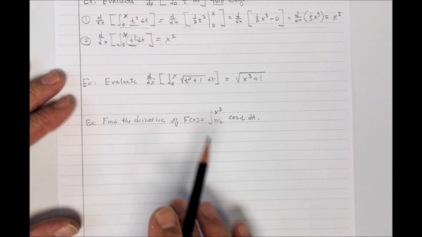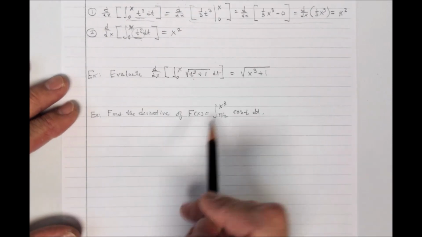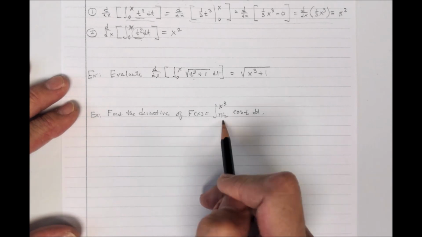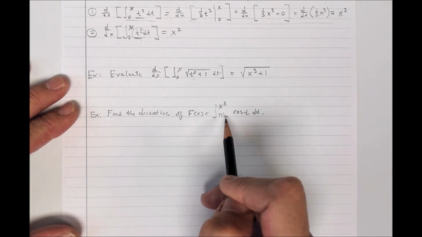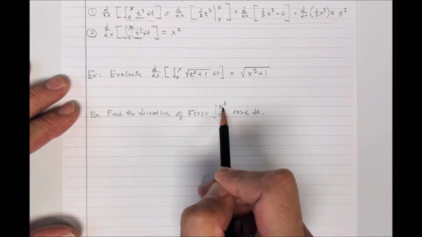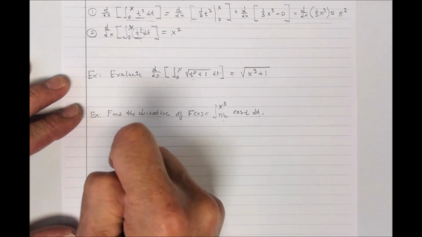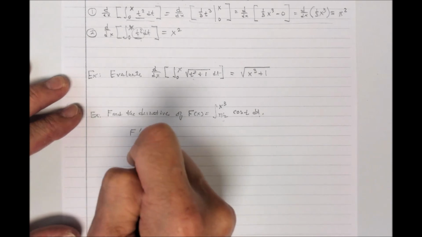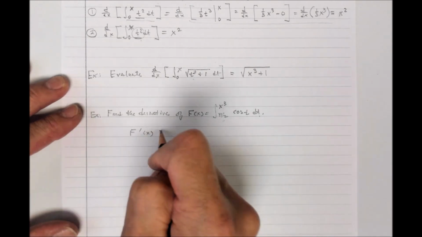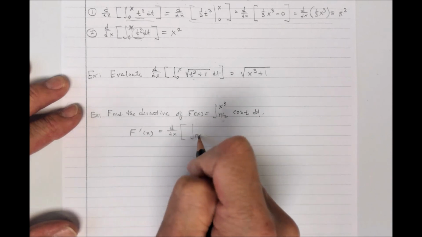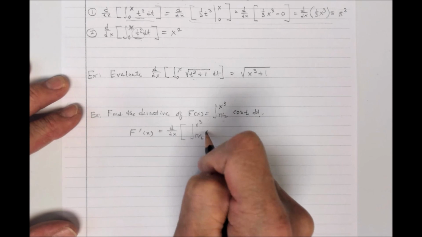Now here's where it gets a little different, because in this particular problem it says find the derivative of capital F of x from the integral from pi over 2, it could be any constant, it doesn't always have to be a 0, to not x but x cubed of the cotangent of t dt. So if I'm trying to find capital F prime of x, which is the derivative with respect to x of this integral from pi over 2 to x to the third of the cotangent of t dt.